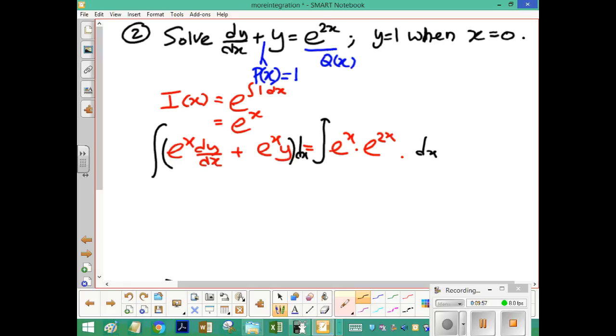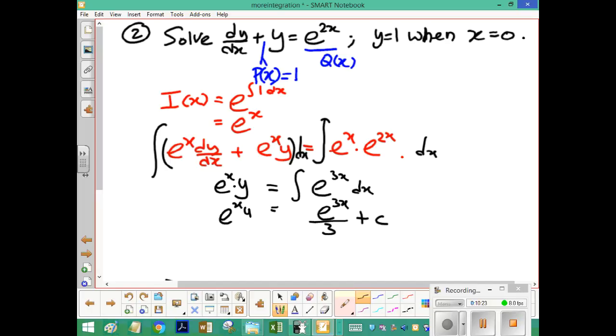All right. And here on the left hand side, you see this is an exact differential equation. So we are reduced to e to the power of x times y is equal to the integration of e to the power of 3x dx. So integrating that will become e to the power of 3x over 3 plus c, and having y as the subject means that y is e to the power of 2x over 3 plus c times e to the power of negative x.